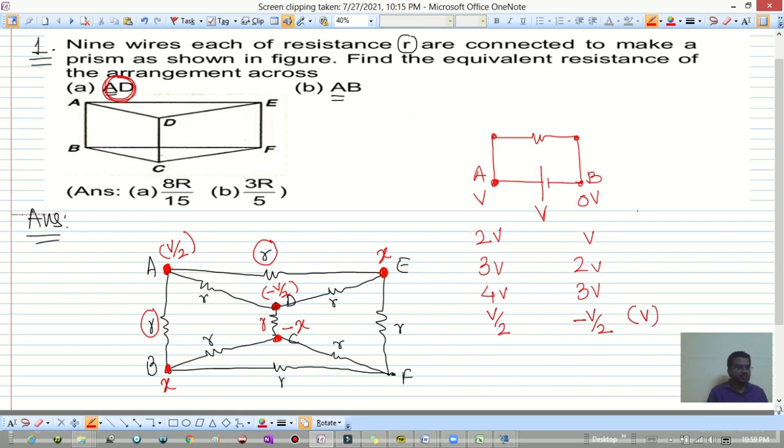This is the method that you have to remember. So V by 2 drops by X in this R. Likewise, minus V by 2 will drop by minus X in this R. In this R, it will be minus X only. Likewise, this X in this R, if it drops by Y, this minus X in this R will drop by minus Y. And as you can see, this X minus X is 0 volt, this Y minus Y is again 0 volt, so this R has no meaning in this circuit.